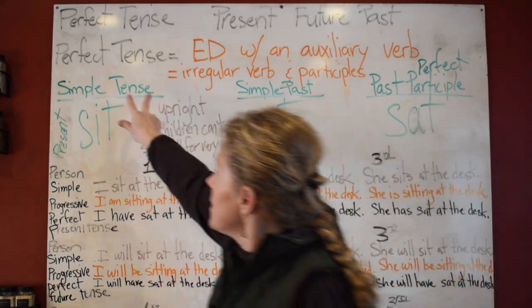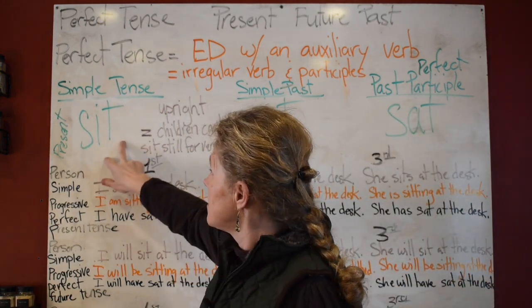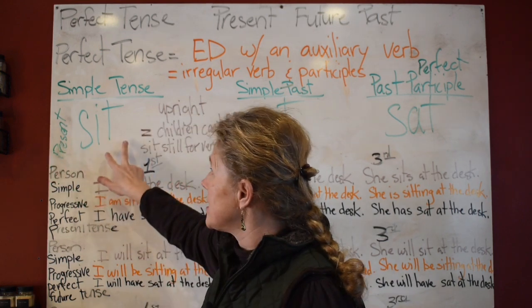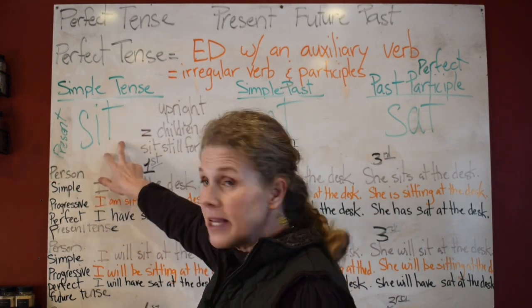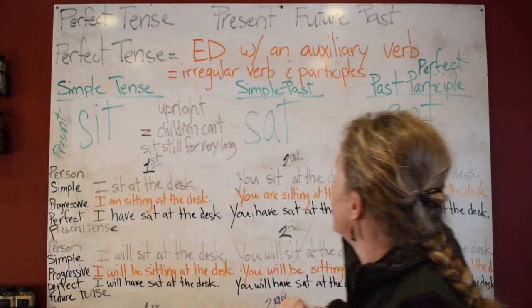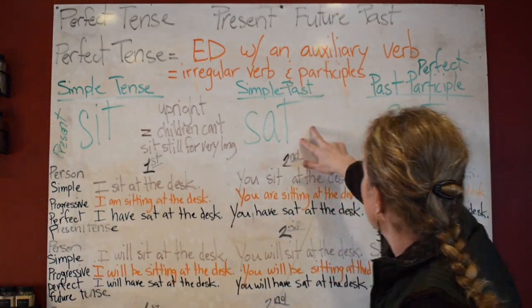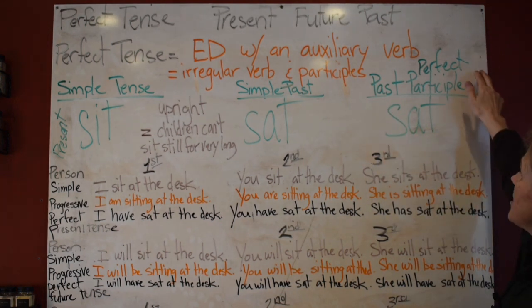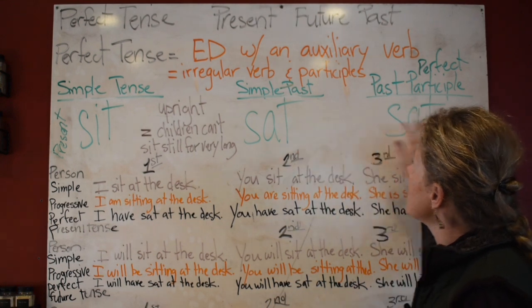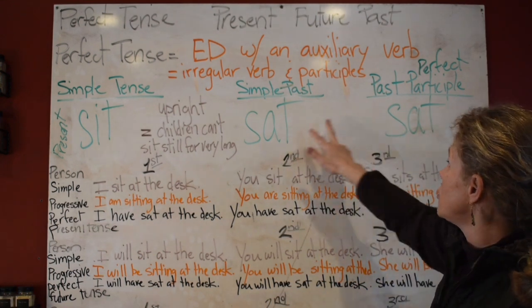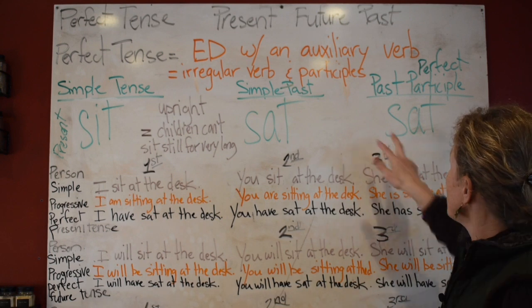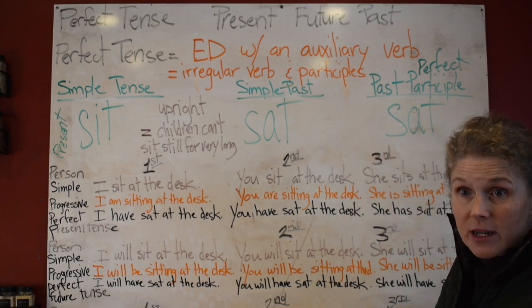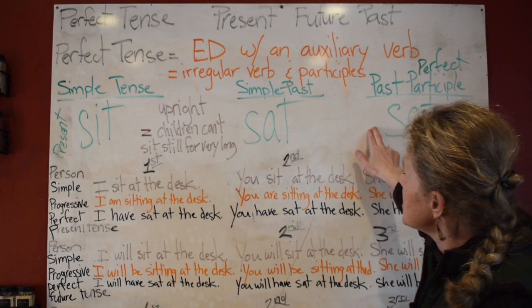Now, the simple tense, and it sits in the present. This is the simple present. It is sit. And then we have the simple past, that is sat, and the past participle that will sit you in the perfect tense is sat. So this will be so much easier because these two are the same. And with this one, you just need to use the auxiliary verb, the helping verb, right?